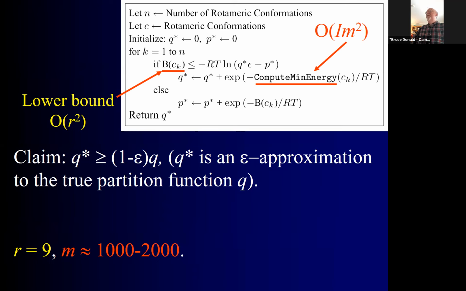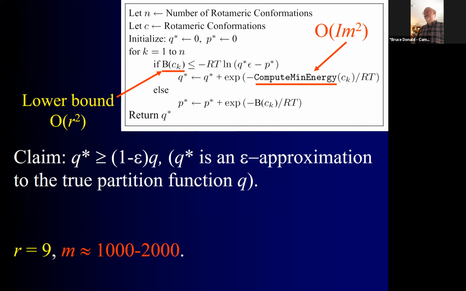All right. So computing the minimized energy. Remember, minimized energy requires minimizing these things. That's the whole continuous rotamer thing. And that takes time quadratic in the number of atoms, where m is the number of atoms, times the number of iterative steps. You have to iterate this thing down. We don't know what that is really. So this is a very expensive operation.